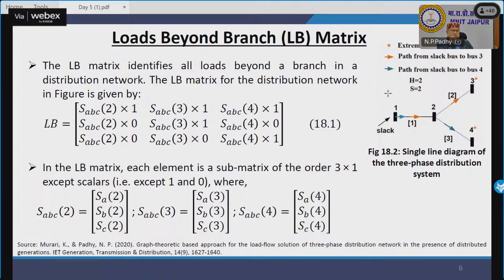So they all exist. Now, similarly, when I go to the next one, when I say SABC2, 0 means perhaps they are not existing there. All right, so this is how we calculate. Very interestingly, if you see the paths, in case of the second one, 2 is not existing, 4 is not existing, 3 is existing. In case of the third, 2 is not existing, 3 is not existing, 4 is existing.